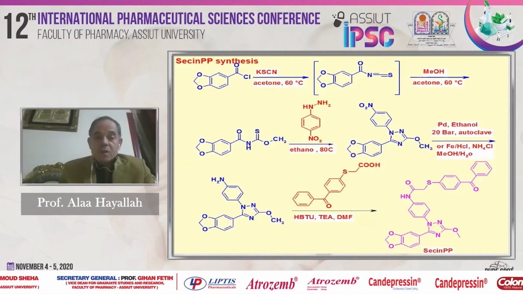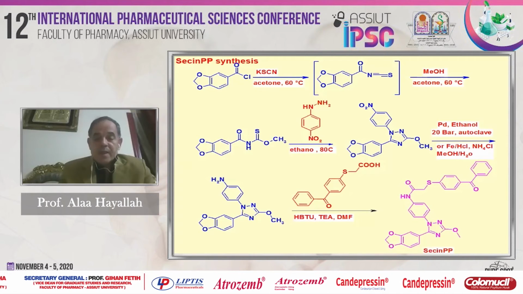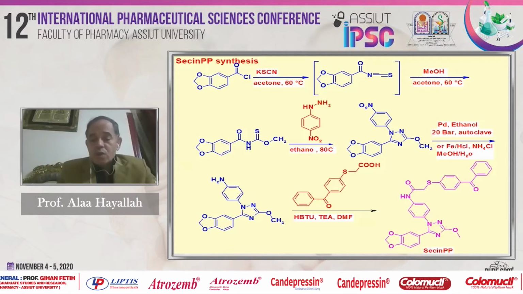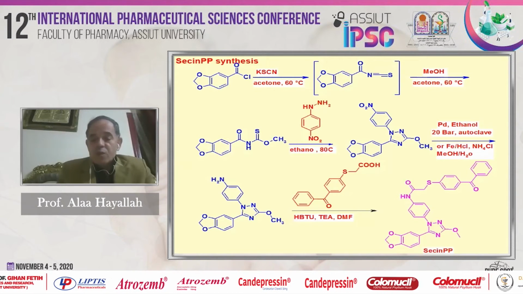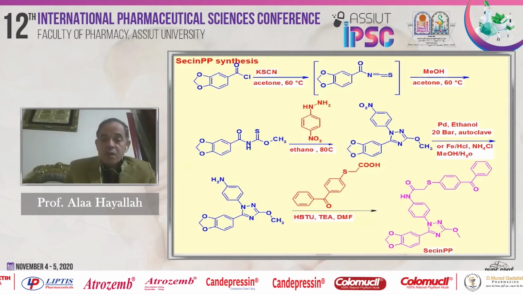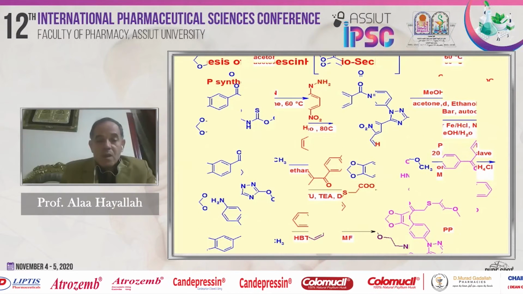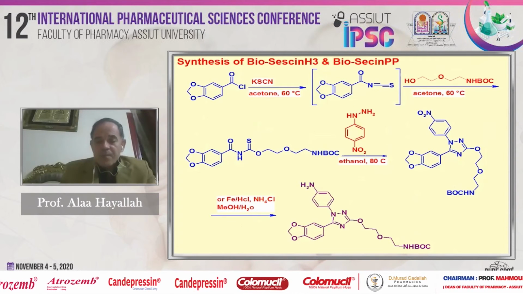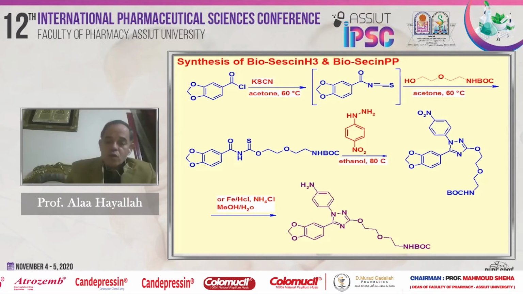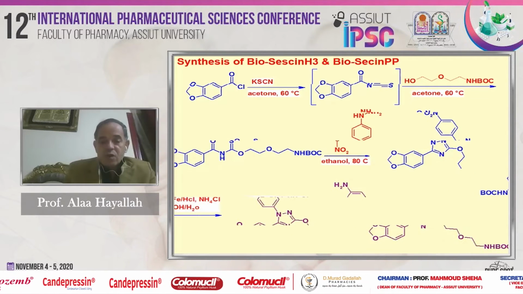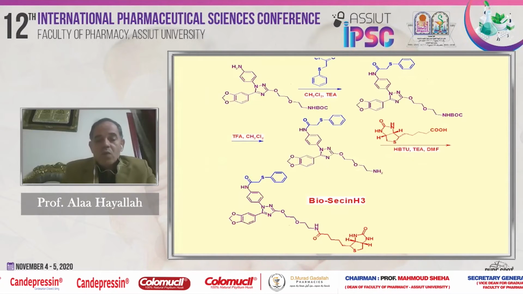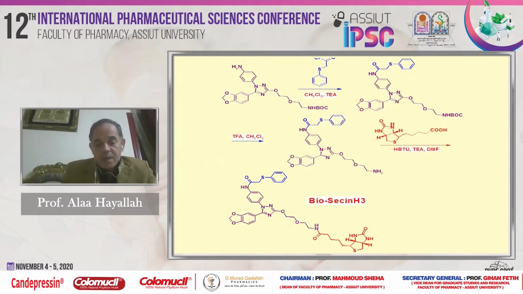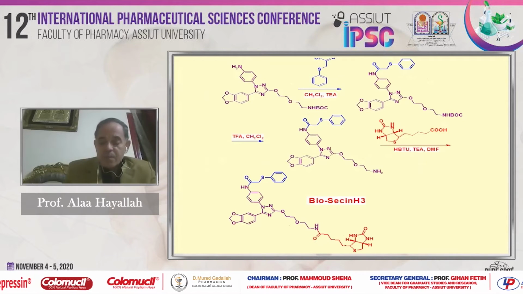After synthesis of the negative control, we synthesized CSPP, in which we introduced the benzophenone moiety, and then we synthesized bio-CSNH3 and CSPP. In bio-CSNH3, we introduced the biotin tag as a photolabeling moiety, and finally we got bio-CSNH3, which contains the biotag moiety, as you see, as the labeling group.